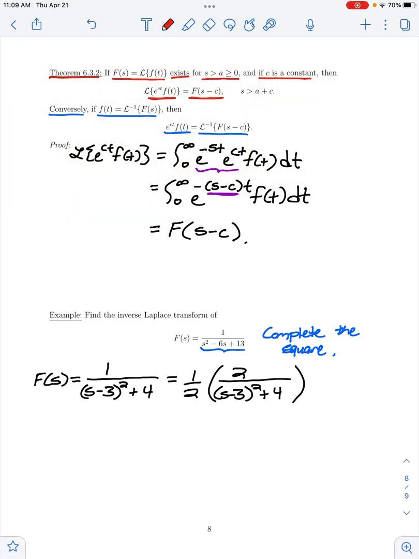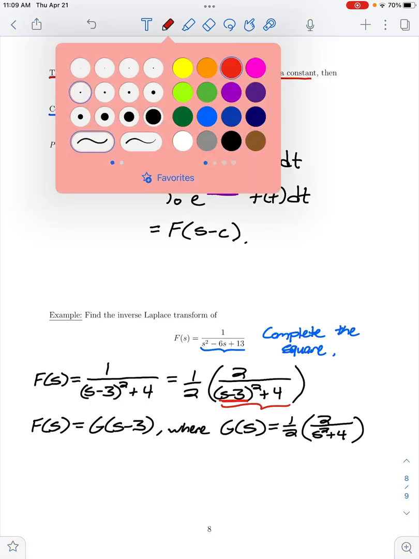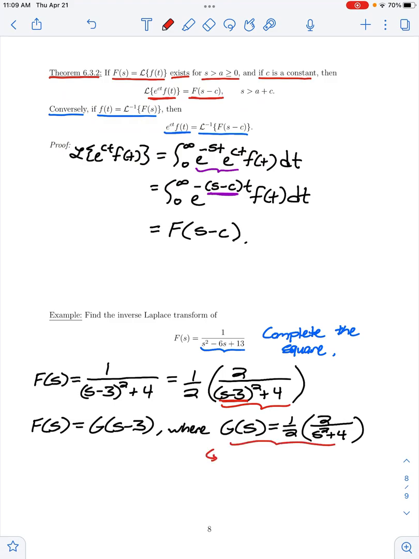And now this expression that comes after that factor of 1/2, I can think about as a function g of s, but where s was replaced by this factor s minus 3. So let's think of this. F of s is given by g of s minus 3, where g of s would be the function 1/2 of 2 over s squared plus 4. And I know how to find the inverse transform of this expression. My inverse transform would be 1/2 sine of 2t.